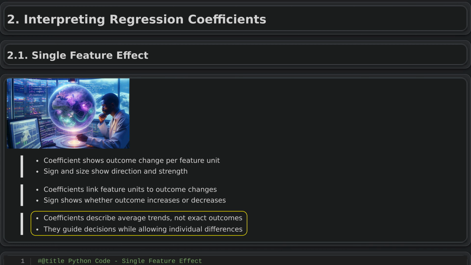In regression models, the effect of a single feature shows an average trend in the data, not a precise prediction for each individual case. For example, larger houses may generally cost more, and higher physical activity may be linked to lower resting heart rates, but there will always be exceptions. These models capture typical patterns that help guide decisions, while we must remember that individual outcomes can differ due to unique circumstances and unmeasured factors.